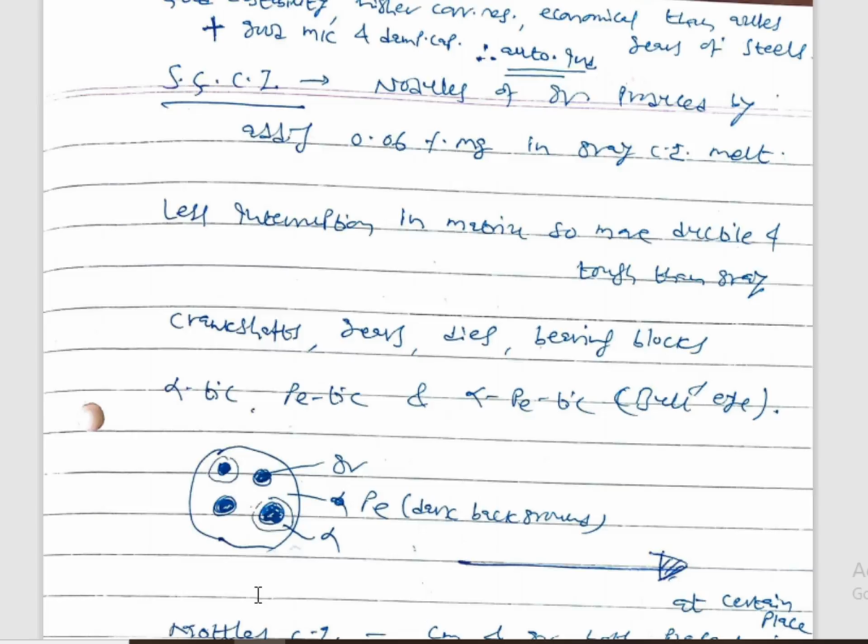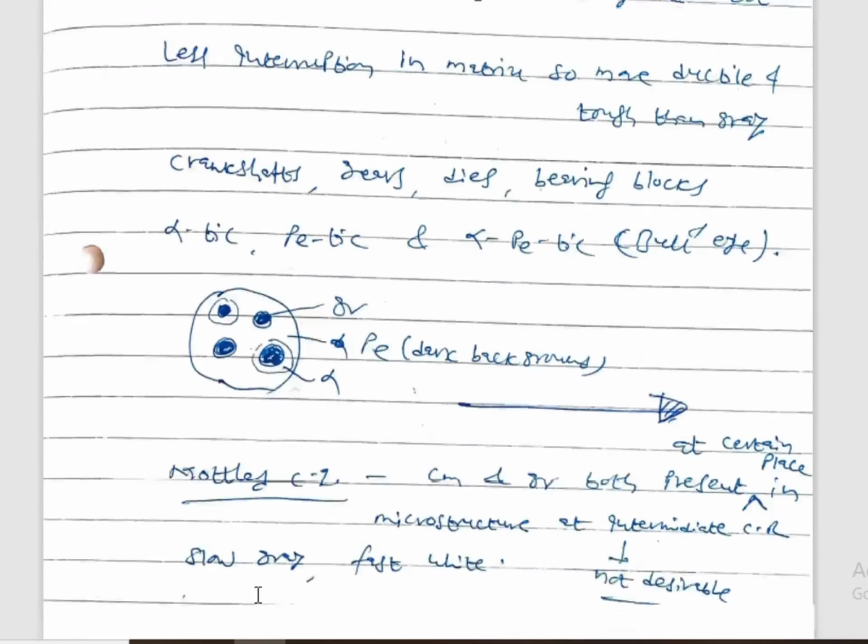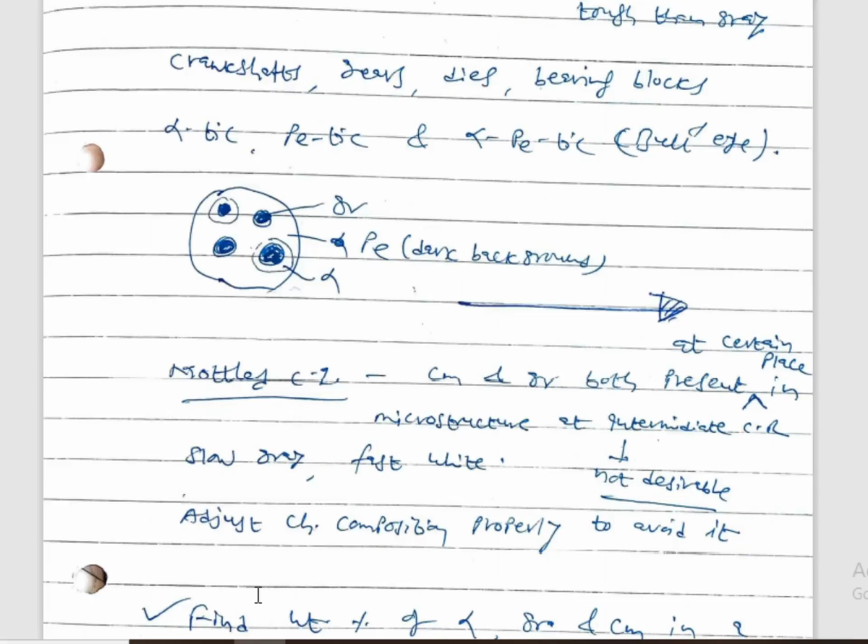Now about SG cast iron. Nodules of graphite are produced by adding a small amount of magnesium to grey cast iron melt. So as in the beginning we had seen that the typical chemical composition of grey cast iron and nodular cast iron will be same, that is 3.5% carbon and 2.5% silicon. But in this grey cast iron melt, if a small amount of magnesium is added, then it will convert the flakes of graphite into nodular shape. As you can see here, these are the nodules of graphite. It can be used for making crankshafts, gears, dies, bearing blocks, etc.